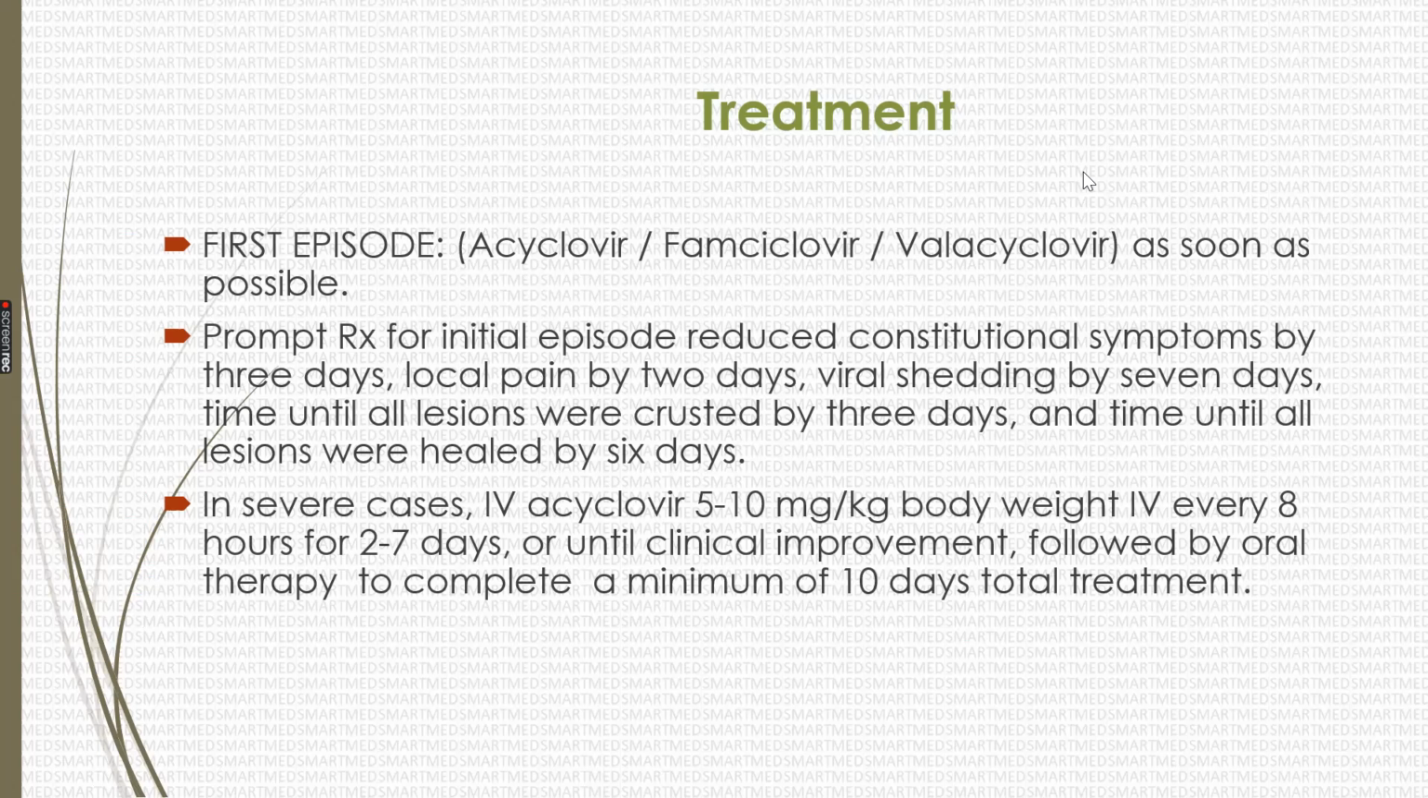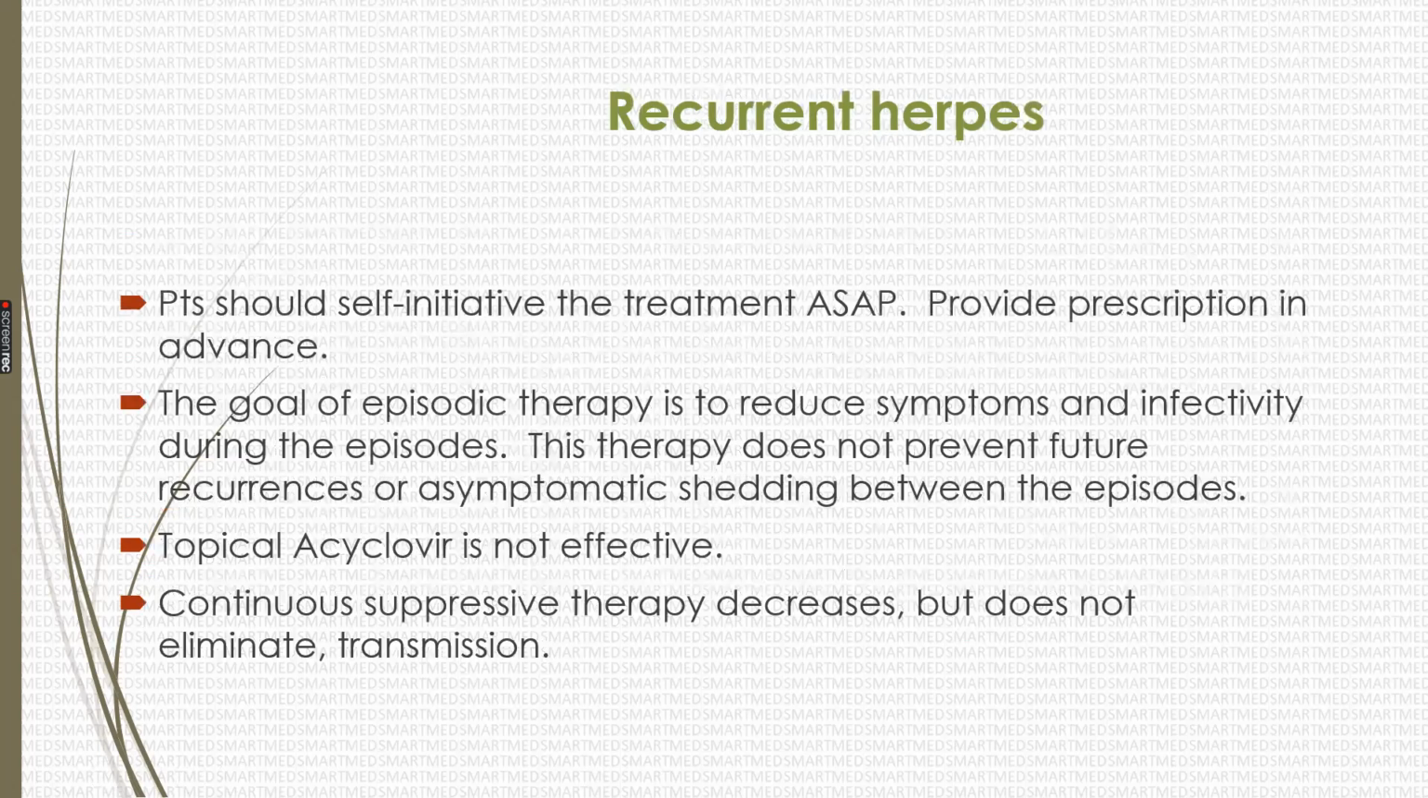Right. So in severe cases, IV acyclovir, 4 to 5 milligram per kg body weight, every 8 hours for up to 2 to 7 days, or until clinical improvement, followed by oral therapy to complete a minimum of 10 days total treatment. Recurrent herpes patients should self-initiate treatment as soon as possible. So they'll be given their self kits and provided with a prescription in advance.